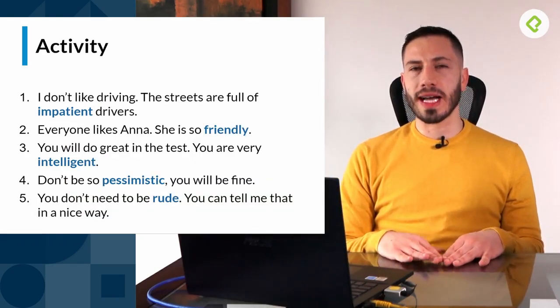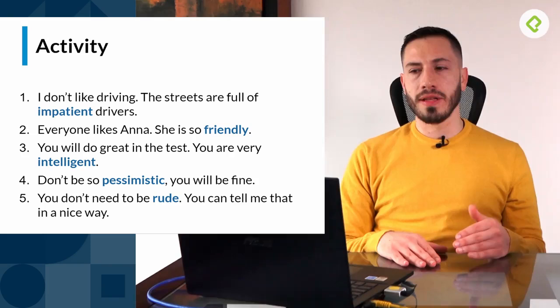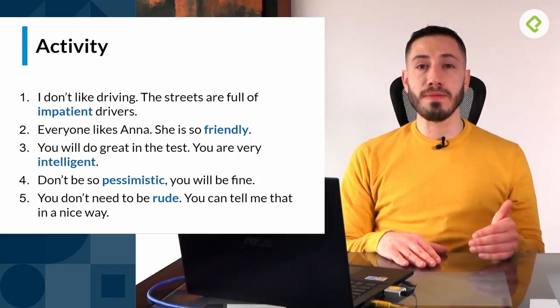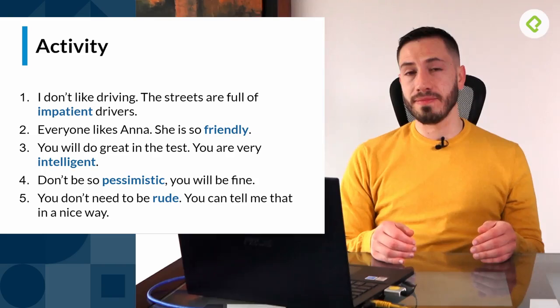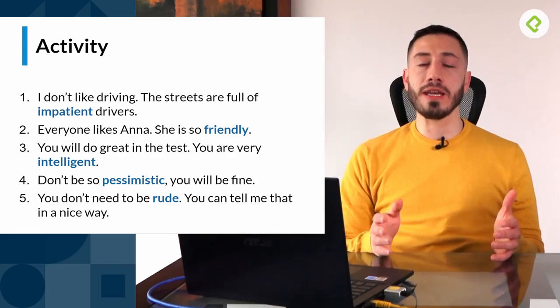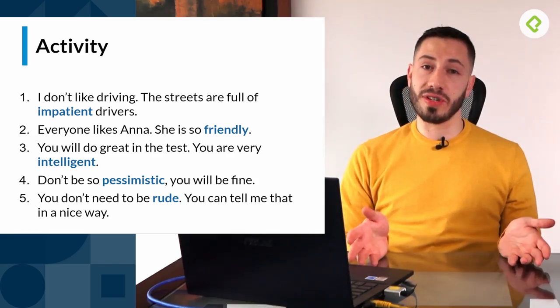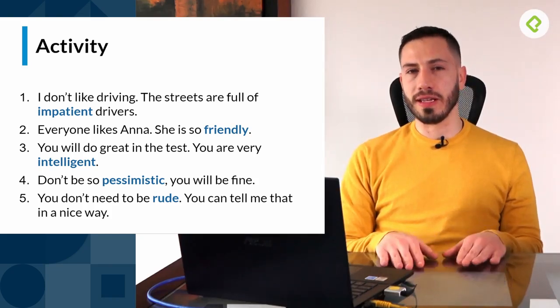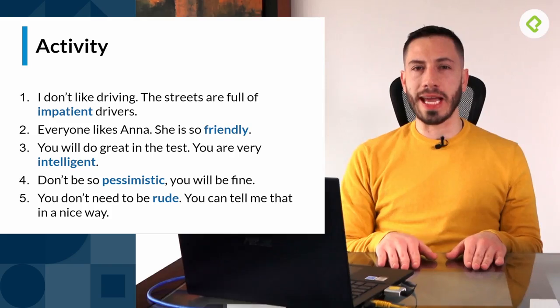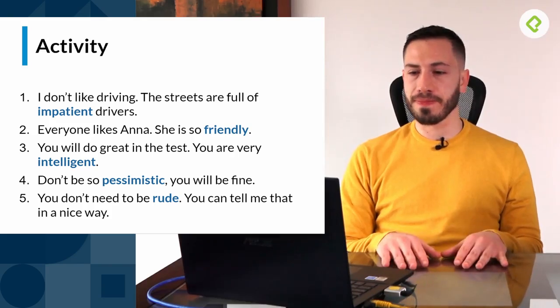Number 1 says, I don't like driving. The streets are full of impatient drivers. And that's true about my city. Unfortunately, there are many impatient drivers on the streets. Number 2, everyone likes Anna. She's so friendly. I'm sure you know someone like Anna, full of friends.